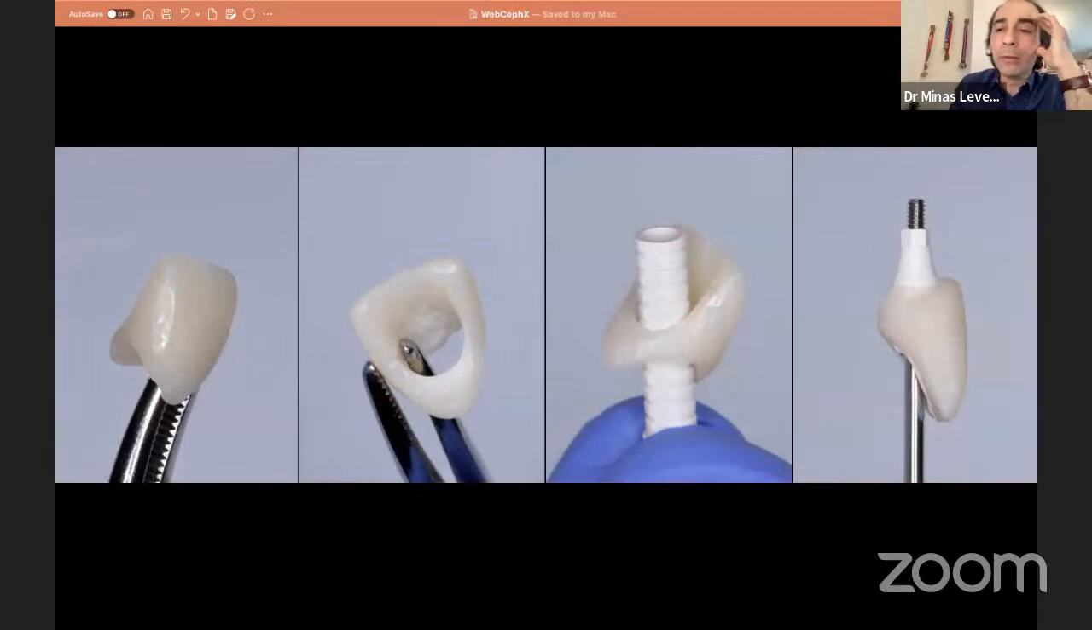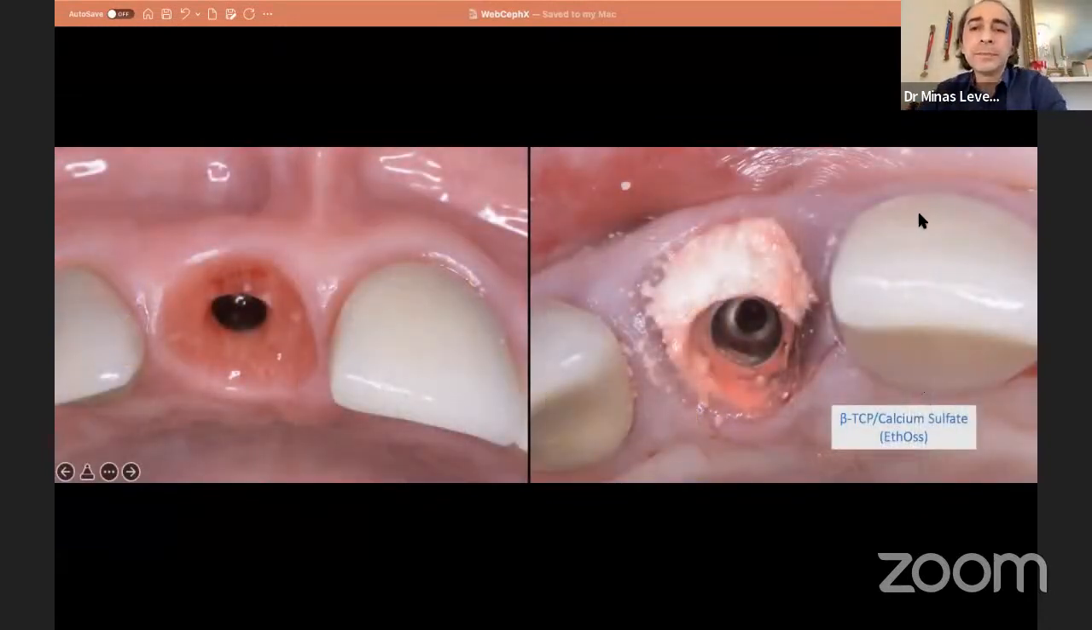Now we have to prepare our provisional restoration. And by doing this, a dual zone grafting, meaning that we fill all the space in between the implant and the buccal bone, and we fill also the space where we want to create new soft tissue with the bone graft. This is the dual zone grafting concept.